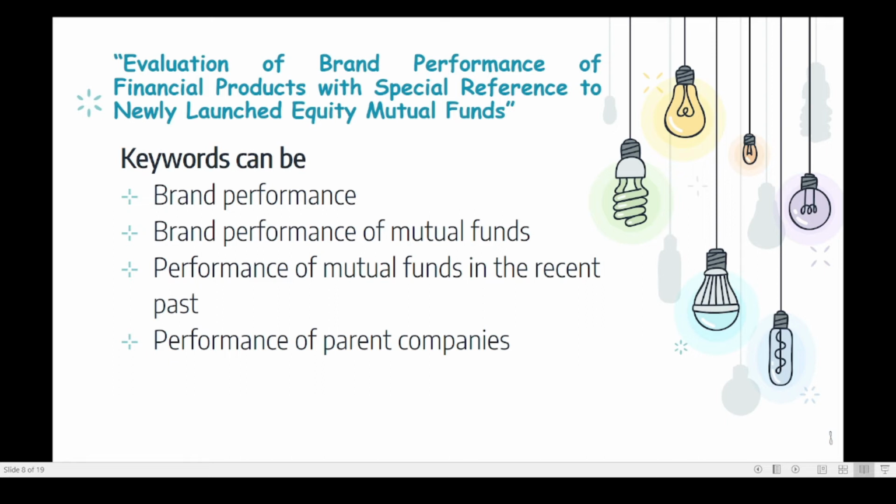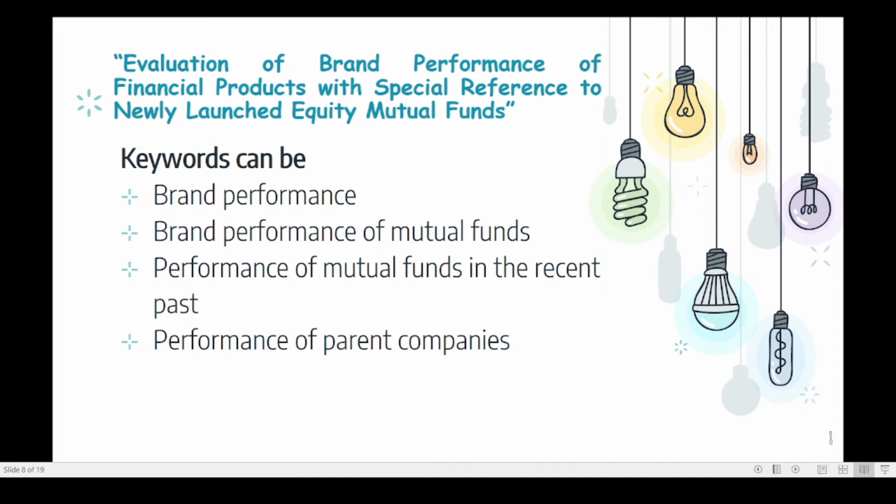First keyword is brand performance. Brand performance includes thousands and thousands of Google searches, maybe millions also. Brand is a very common term in Google. Performance, or even brand performance, is a very common term in Google. But then again, when it comes to mutual funds, brand performance has an altogether different meaning.